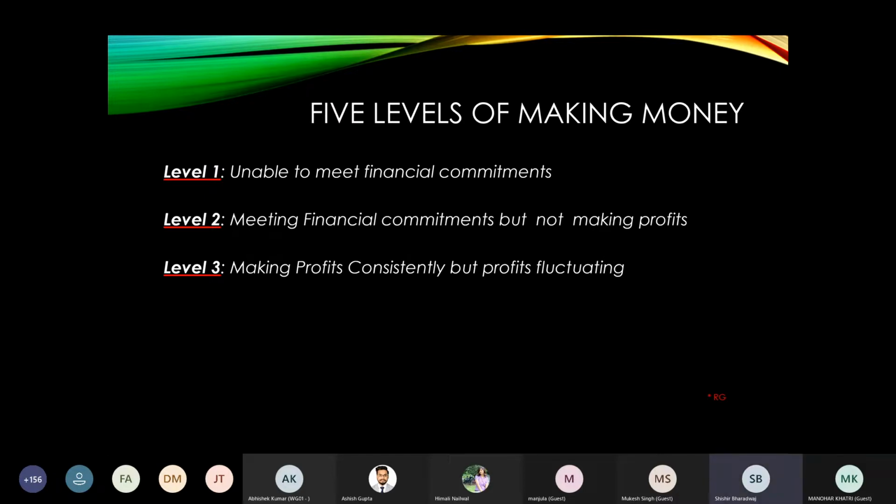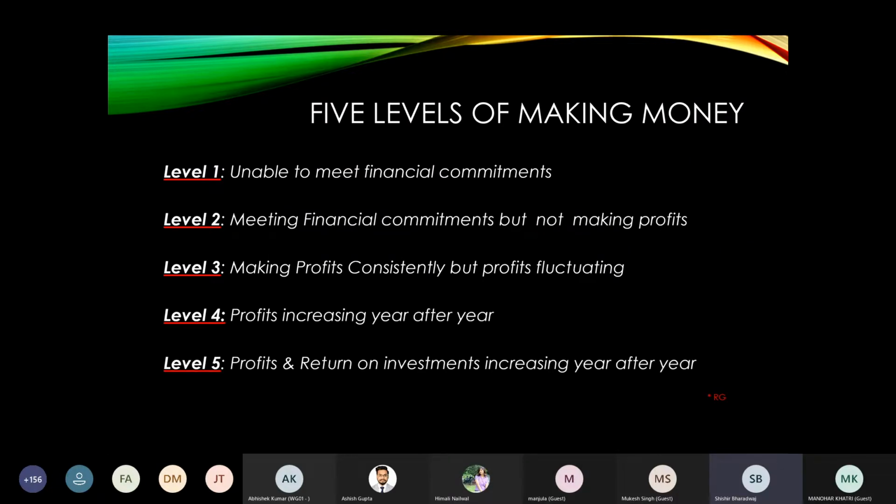In other words, you can't find out the inherent simplicity in the complex environment. You're focusing everywhere. And then, as we thought the three levels were enough, there are two more levels. So if a company has to be at the fifth level, profits and return on investments increasing year after year, we need to make sure that we have ample and correct measurements which can guide us towards this.